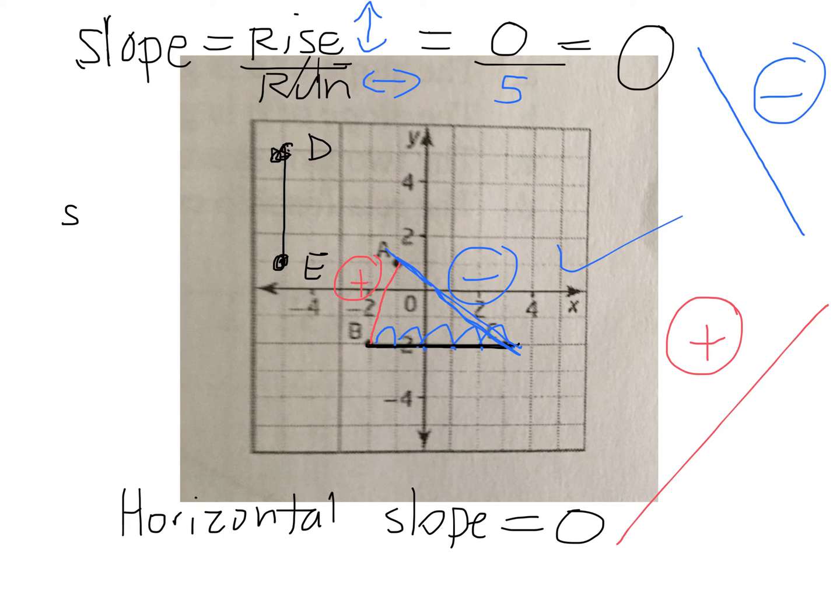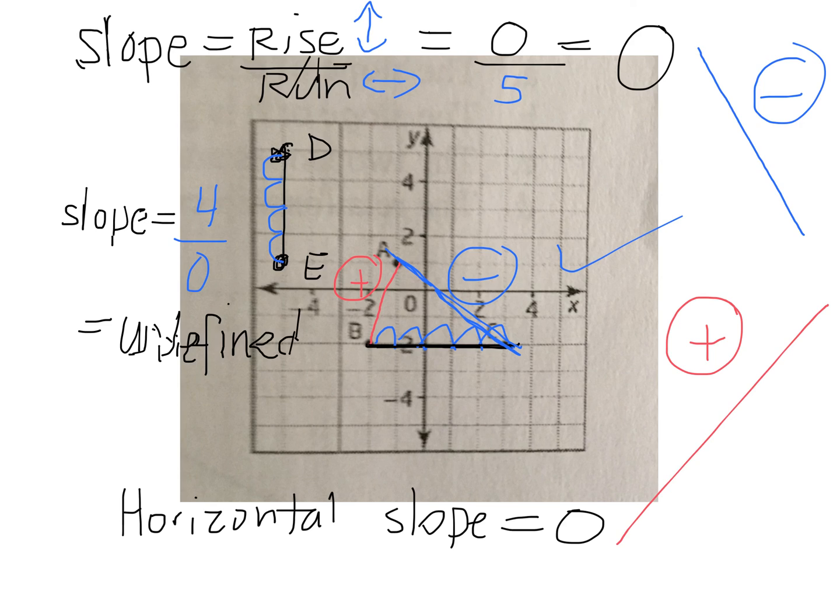What is the slope of DE? Let's calculate it. Does this have a rise from D to E? 1, 2, 3, 4. Does it have a run? Does it go across? We talked about this last week. 4 divided by 0. Can you take a number and divide it by 0? What is it called? Undefined. Okay? So any line that is vertical, the slope is undefined. Okay, so a vertical line has an undefined slope.